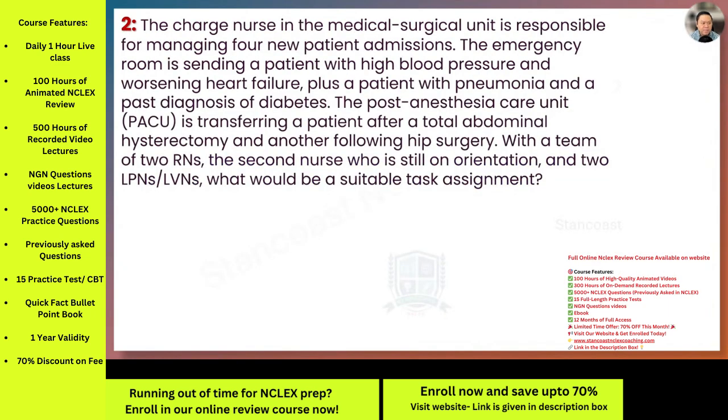Let's have 2. The charge nurse in the medical surgical unit is responsible for managing 4 new patient admissions. The emergency room is sending a patient with high blood pressure and worsening heart failure, plus a patient with pneumonia and a past diagnosis of diabetes. The post-anesthesia care unit is transferring a patient after a total abdominal hysterectomy and another following hip surgery. With a team of 2 RNs, the second nurse who is still on orientation, and 2 LPNs, LVNs, what would be a suitable task assignment?